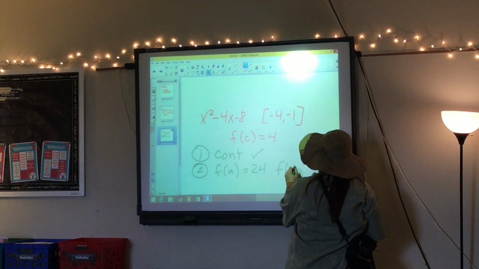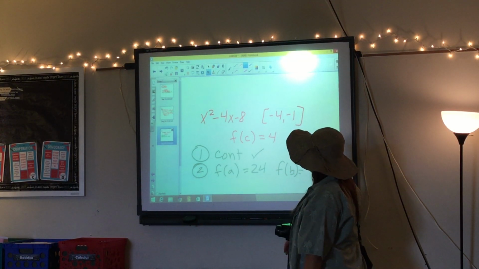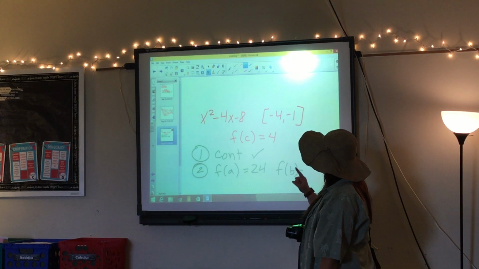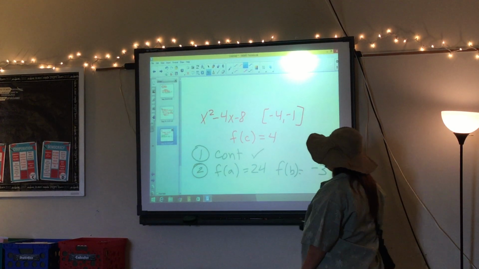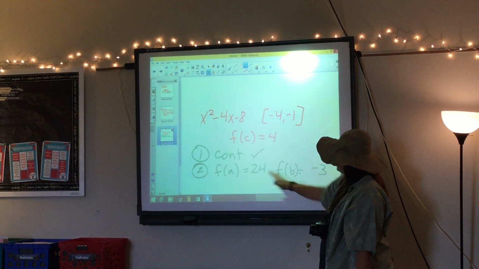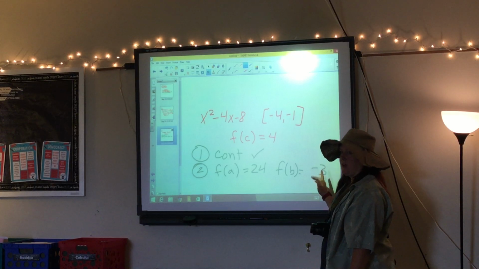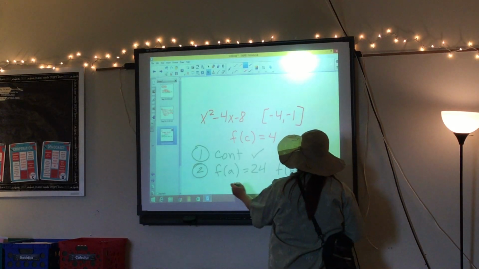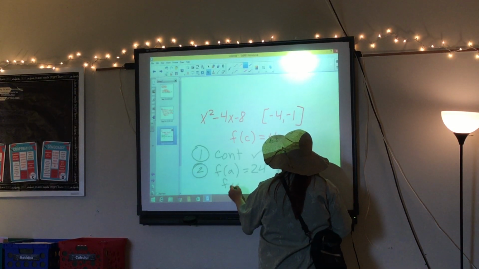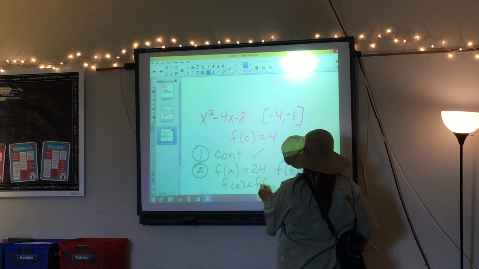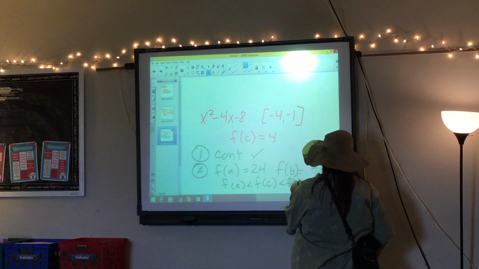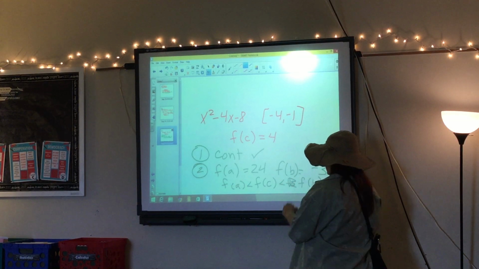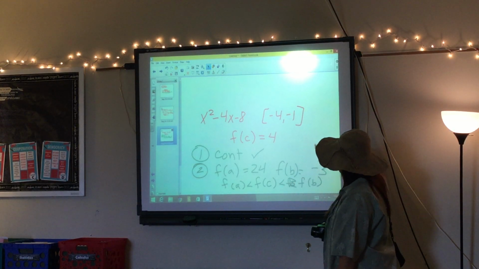And f of b, 1, -3. Okay, so the question is, is f of c in between 24 and -3? Yes. Okay, so that's our next condition: f of c is in between f of b and f of a. So if it wasn't, you would just stop there, because it doesn't guarantee anything at that point.